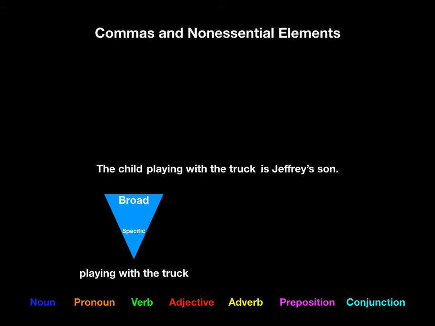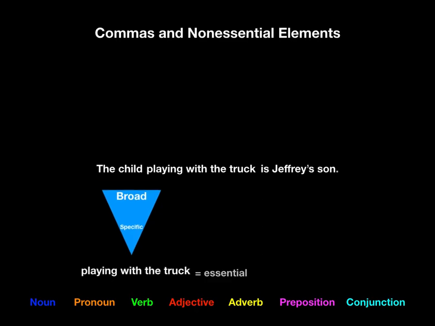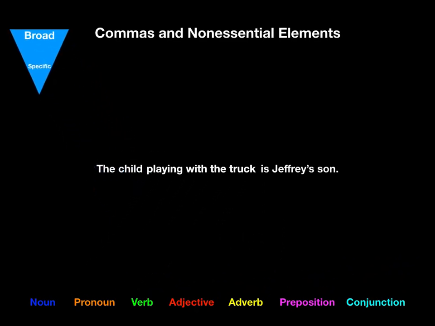If we eliminate it from the sentence, "The child is Jeffrey's," we don't know which specific child we are talking about. Therefore, "playing with the truck" is essential to retain the meaning of the sentence. So we would reincorporate it within the sentence with no commas. "The child playing with the truck is Jeffrey's son."